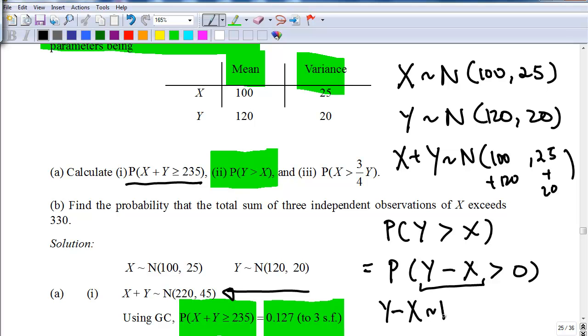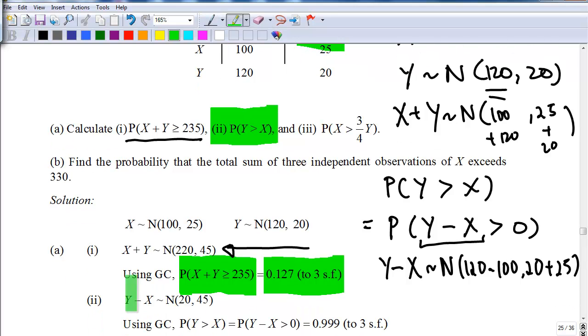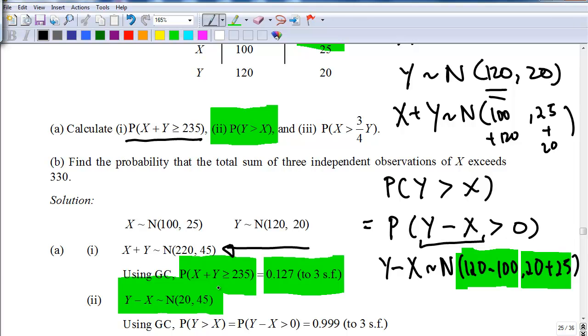Y minus X will follow a normal distribution with mean, what is your Y? Your expectation of Y is 120, then you minus your 100, and then the variance, do you minus? No, you always add variances. Okay, so once you have this, straight away you can write down your Y minus X follows a normal distribution with mean 20, 120 minus 100 rather, is 20, and 20 plus 25 is 45. Okay, so you have your distribution for your Y minus X.